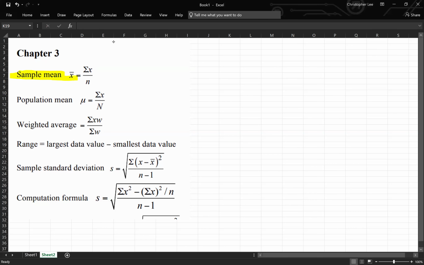So sample mean, right? That's in chapter 3.